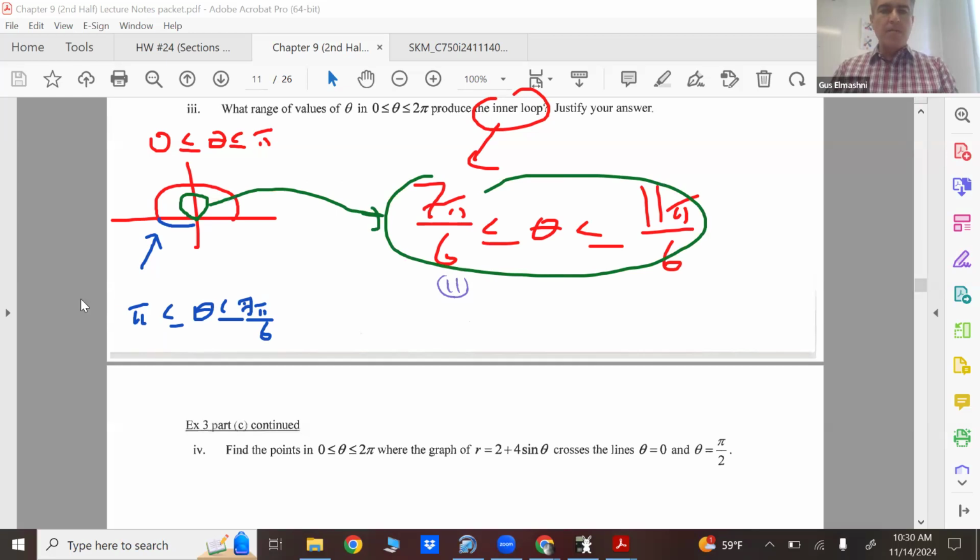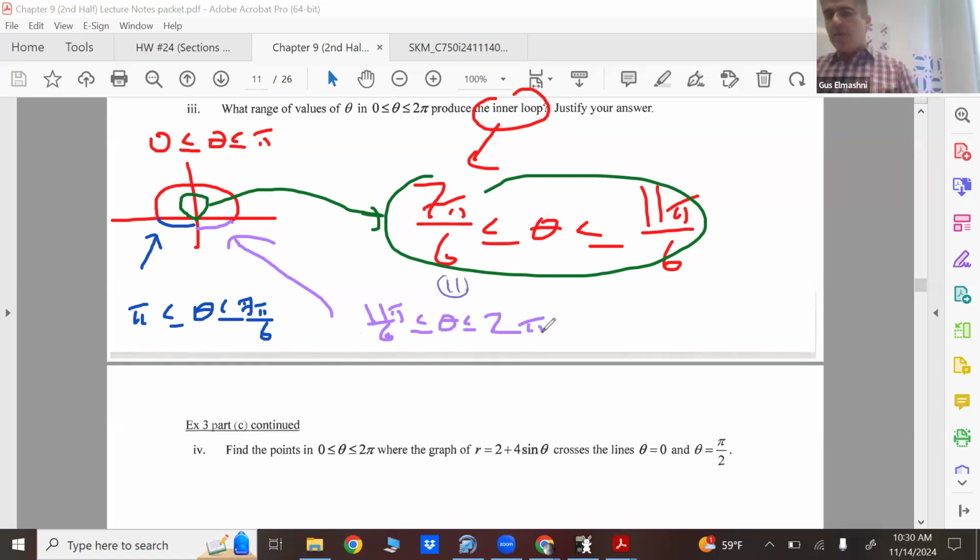And then this part, let's switch colors one more time. We'll say we do purple. And it blends with blue a little bit. Sorry about that. That's 11 pi over 6 to 2 pi. So truly the inner loop was actually 7 pi over 6 to 11 pi over 6. Okay.